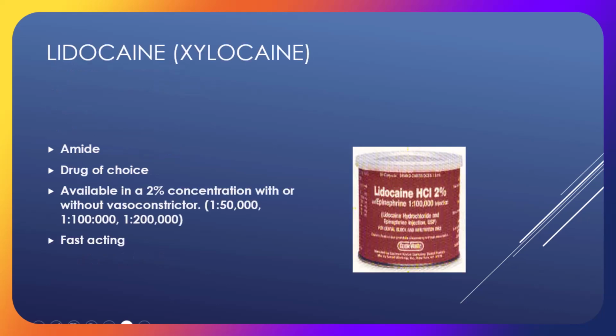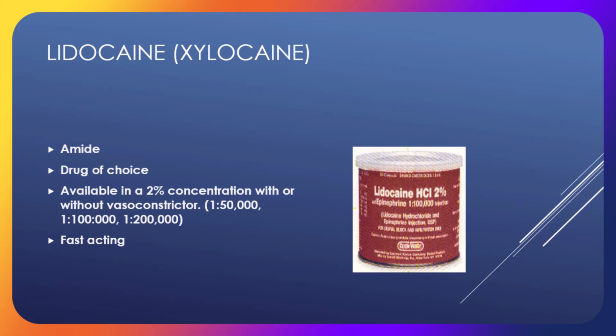We've got lidocaine or Xylocaine. This is an amide, so amides are metabolized in the liver. The ester that we just saw is metabolized in the plasma by the enzyme pseudocholinesterase. The amides, which is now the drug of choice, are metabolized in the liver. This is available in a 2% concentration with or without vasoconstrictor. We've got our 1 to 50,000, 1 to 100,000, and 1 to 200,000 ratios.